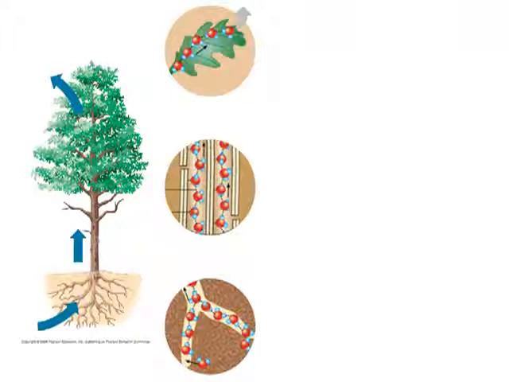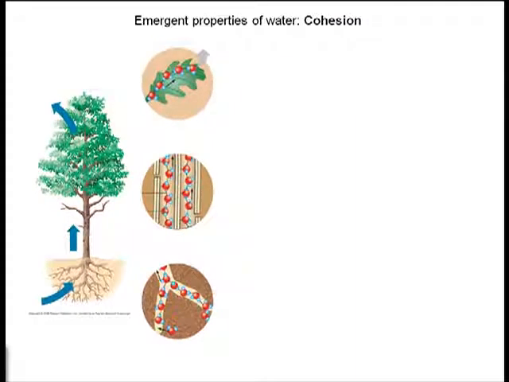Adhesion also shows up in this process. If you take a look at this central image, there are adhesive bonds between the water and the sides of the tree, or the veins in which the water travels. Those adhesive bonds prevent the water from flowing backward as a result of the force of gravity on it. So when the water is not flowing up the tree, it doesn't flow out.